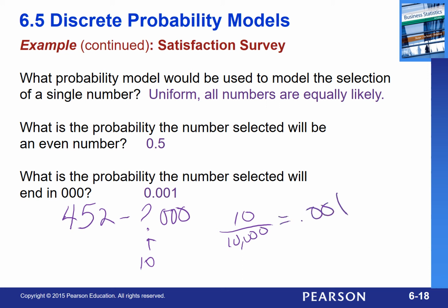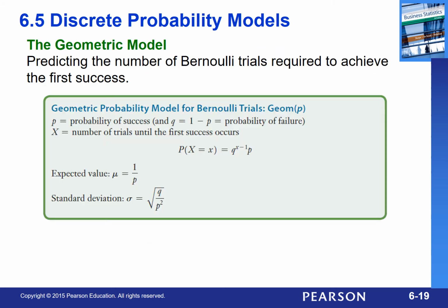And that's exactly how you do the uniform. How many options are there out of how many possible options? It's very simple, just like with the dice. 2 out of 6. Let's look at another probability model that might be a little bit more interesting.